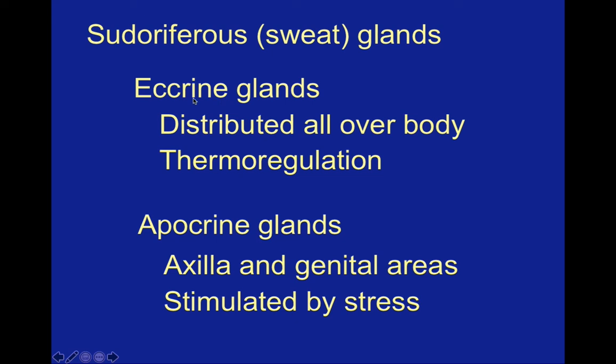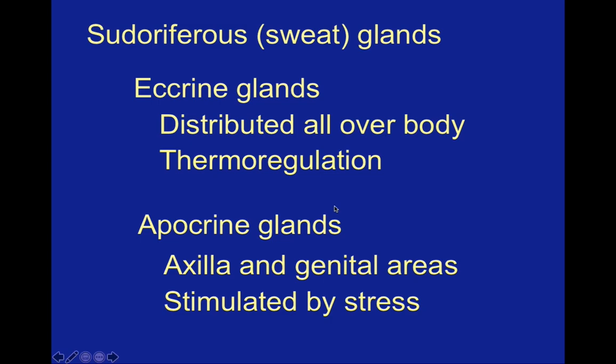Eccrine sweat glands are the sweat glands that we think about in terms of thermal regulation. When you go outside and it's very warm, you start to sweat. Those are going to be the eccrine sweat glands that will be active. They're important for thermal regulation because when our body gets warm, we're going to sweat, and sweat will be evaporated off the body and take the heat with it. So eccrine sweat glands are distributed all over the body. They're going to be found in both thick skin and in thin skin.